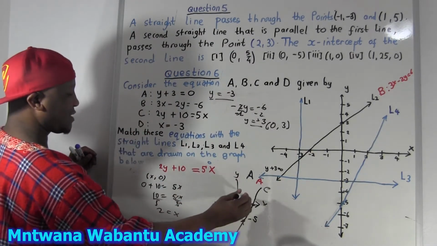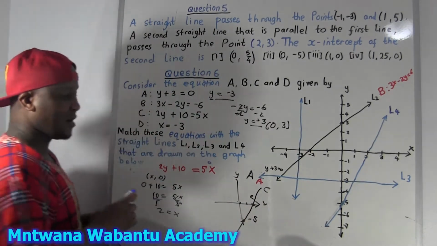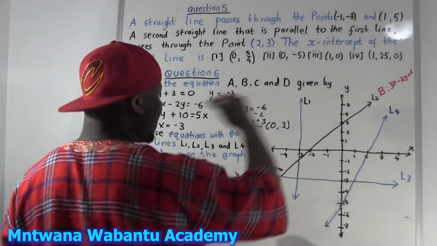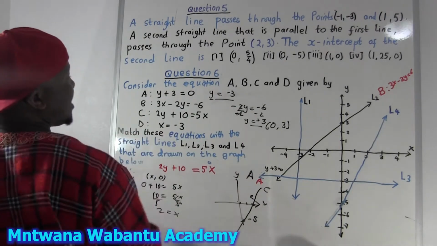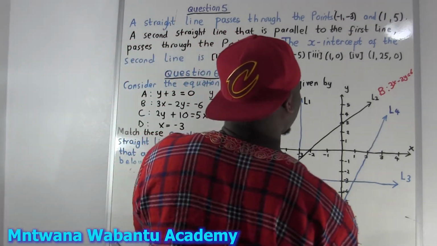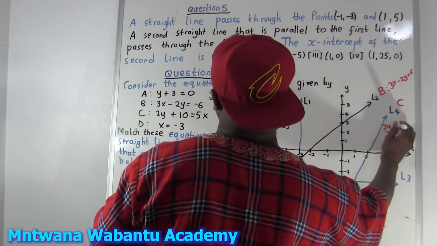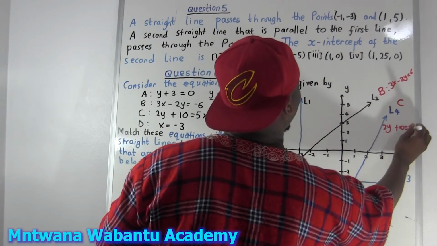It's going to cut at x equals 2 and y equals negative 5. See? y equals negative 5, x equals 2. So this is equation C. This is C, which is 2y plus 10 equals 5x.